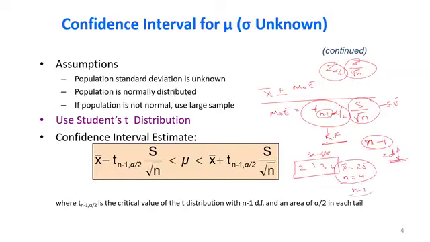So why do we go with the degrees of freedom and why is it minus 1? Just take an assumption that we know the sample mean. That sample mean is 2.5.